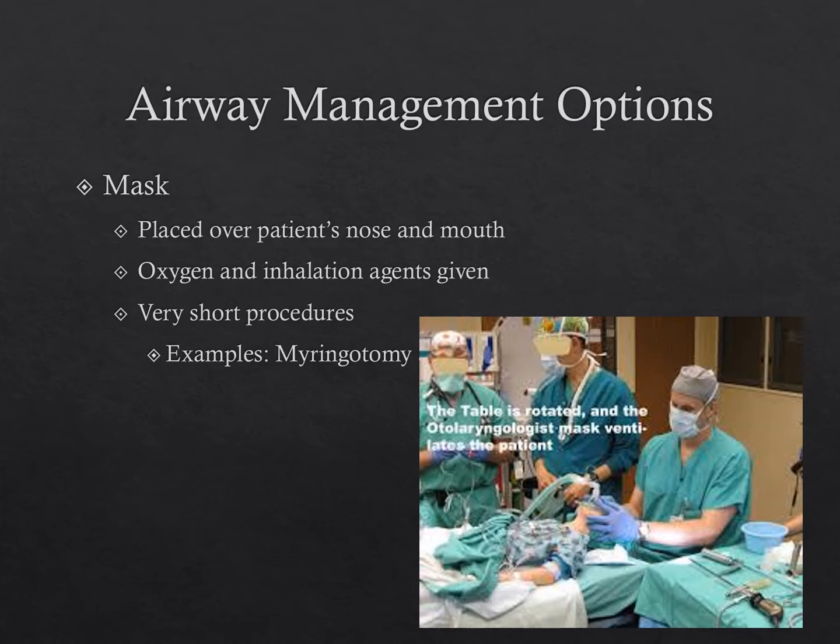So there's a couple different ways to manage a patient's airway. You can do just a regular mask, which is placed over the patient's nose and mouth. They'll be given oxygen and inhalation agents, and this is used on very short procedures. So with this, no muscle relaxation is required. The short procedures we're talking about are myringotomy and tubes. So when you're talking about ear tubes, this a lot of times is done on pediatric patients with just this mask airway. You can see in this picture the anesthesiologist is up at the head of the bed and he's holding that mask over that patient's face, and they're just breathing those agents in, and then they'll do the procedure pretty quickly, and then they won't have to actually put any kind of tube in their mouth or throat.